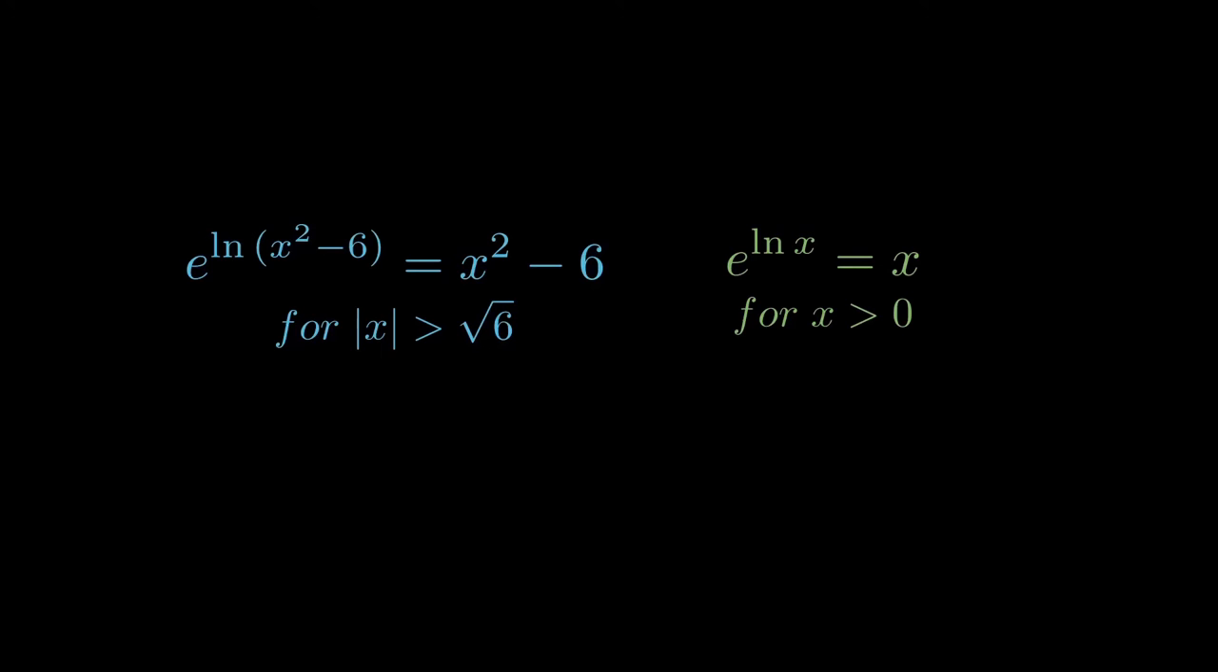The same is true for e to the ln of x equals x. This equality will only be true when x is greater than 0. Thus, when we take the natural exponential of both sides of our equation before simplifying, the equation only makes sense if x is greater than the square root of 6.